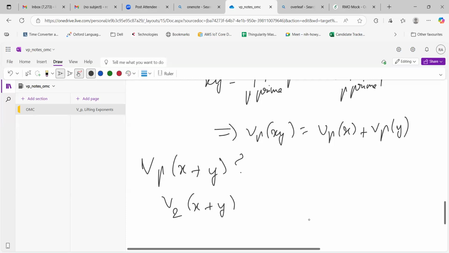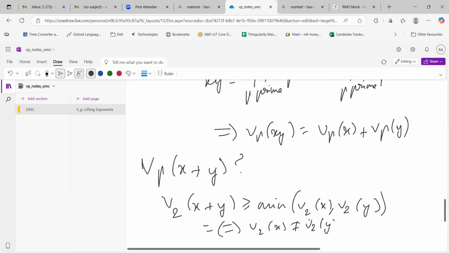It will be the minimum of v2 of x and v2 of y, and greater than or equal to. Yes, and when is it equal? When they have different v2s, that will be equal. And in the case of v2, it will be strictly greater than if they are equal.